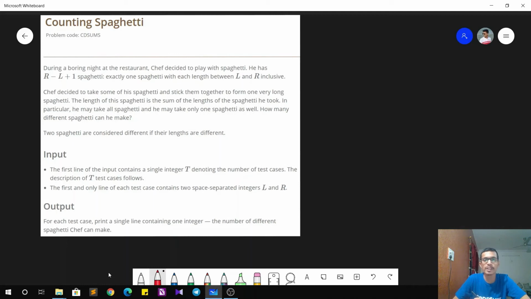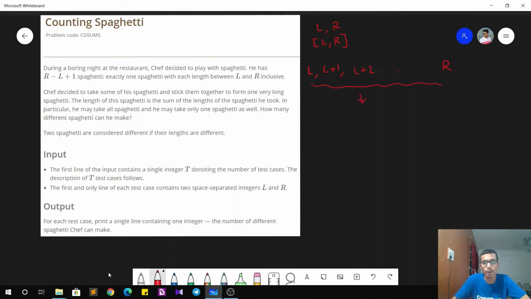The problem statement goes as follows. Given two integers L and R, assume that you have all the integers in the range L and R inclusive. That is, assume that you have all the numbers L, L plus 1, L plus 2 up to R. So if you have all these numbers, we have to find the total number of distinct sums that we can generate using elements from this sequence.